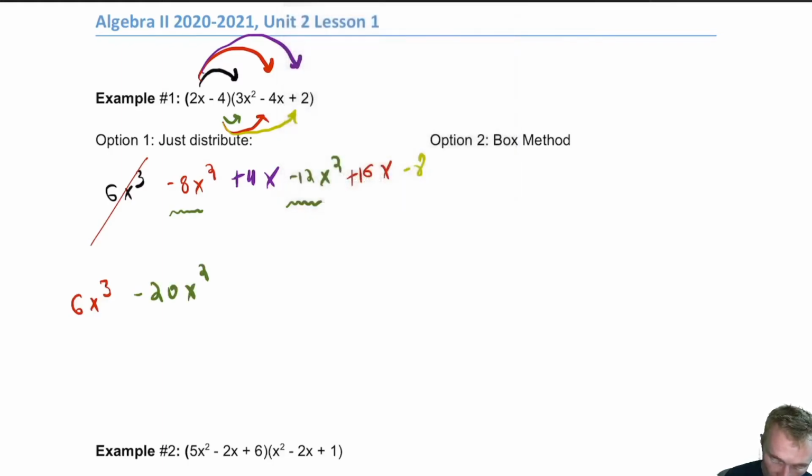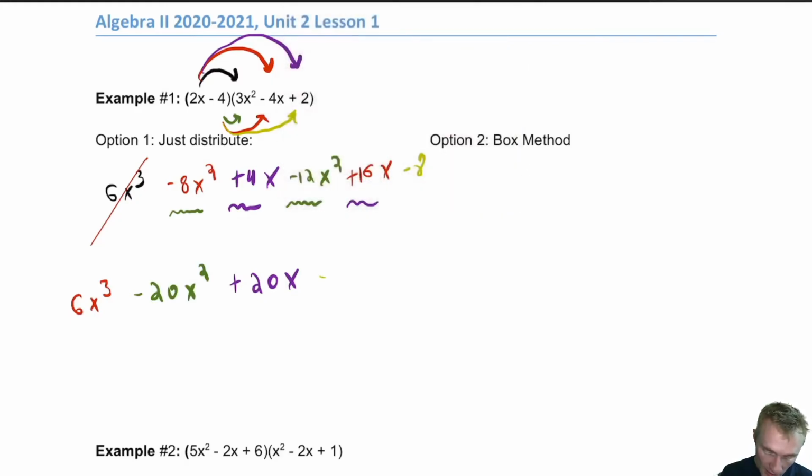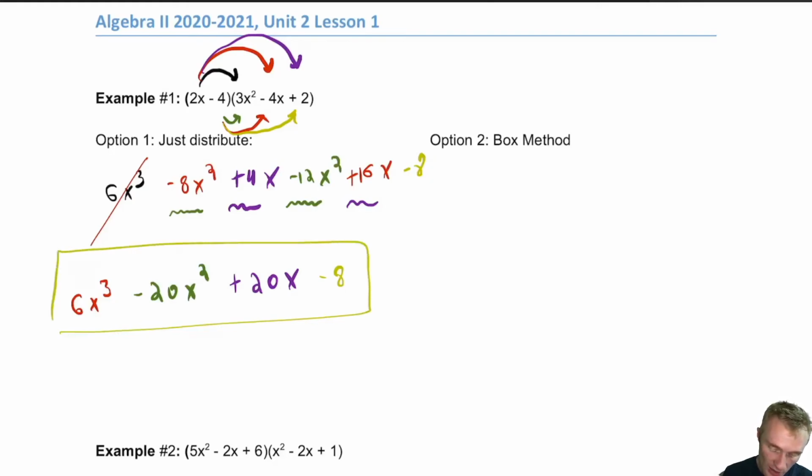So you're going to get a lot of practice with negatives here. 4x and 16x, together those make plus 20x. Notice those don't make x squared. They just make 20x because we're just counting x's. And finally, we have the lonely minus 8. It's the only number here, so it just gets put at the end. That's the just distribute method.